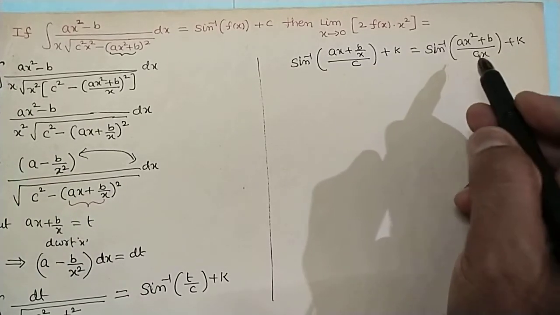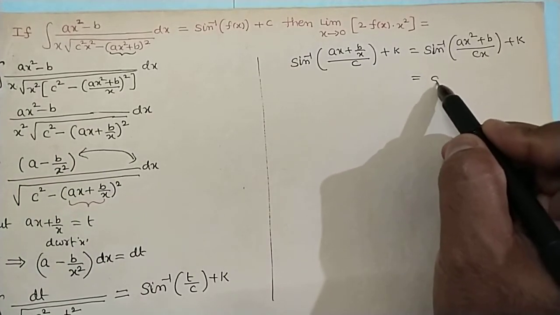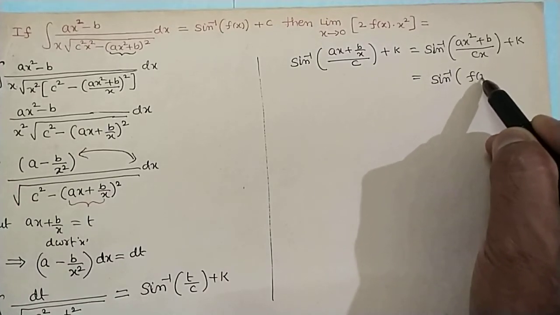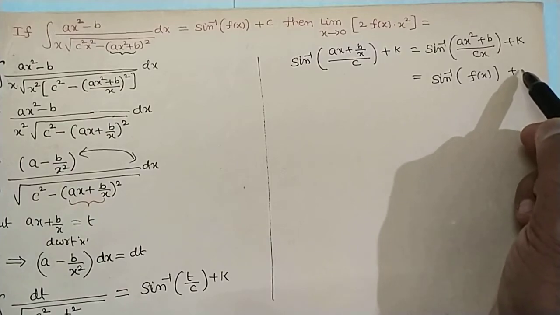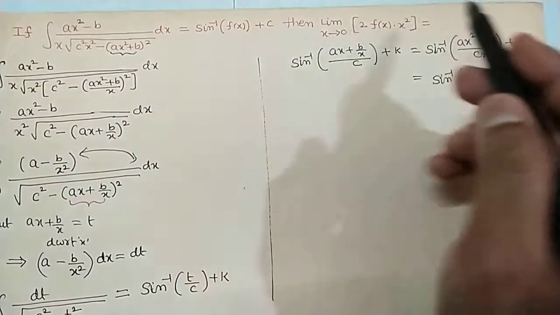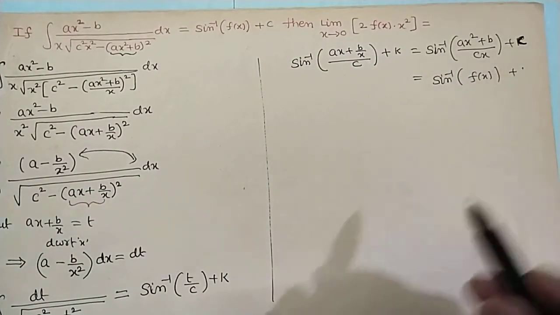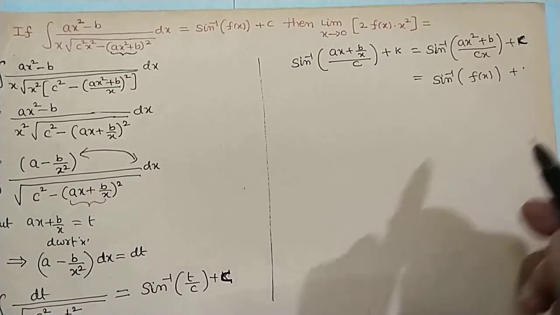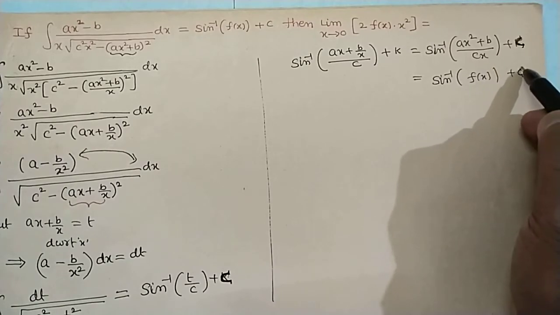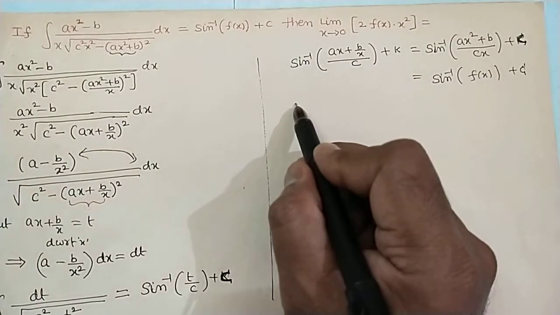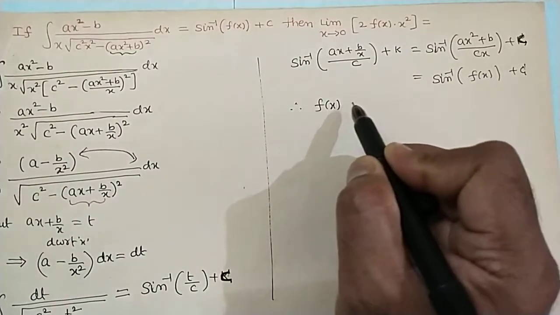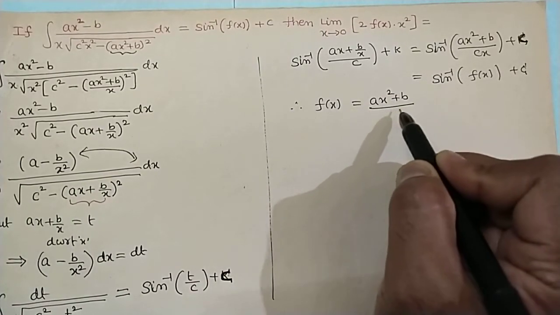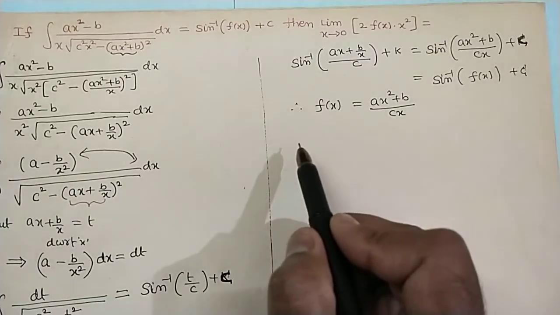This value you have to compare with sine inverse of f of x plus c. Here already c is there, so I did not take capital C here. Now by comparing, therefore f of x is equal to (ax square plus b) divided by cx.